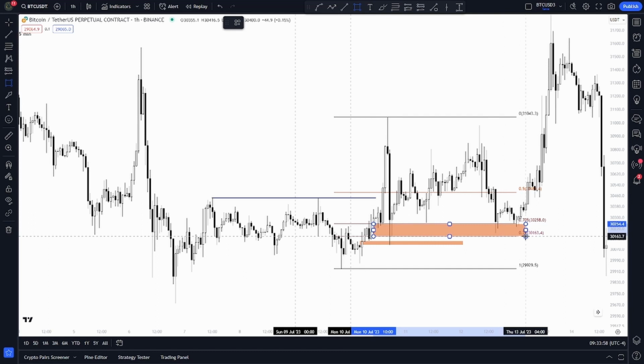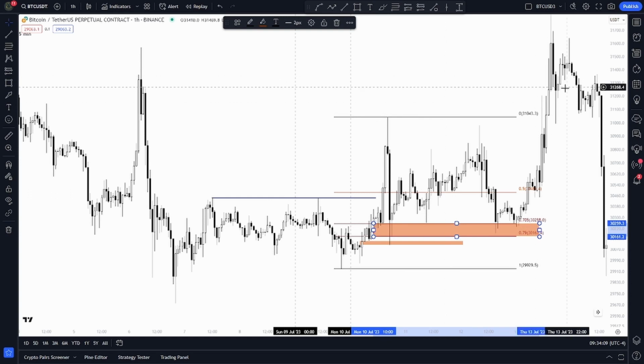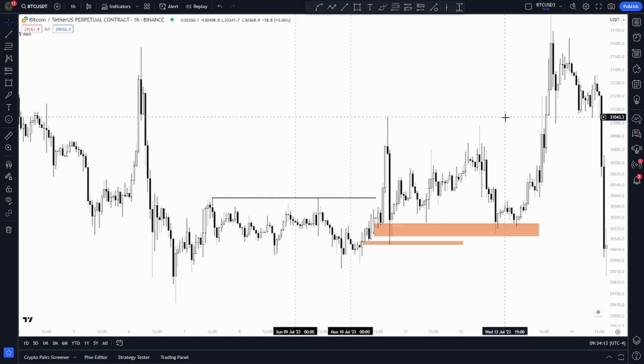This is the OTE, optimal trade entry zone. As you see, price respected this zone and moved into the upside. Is it easy? Is it easy to trade even on the hourly charts?